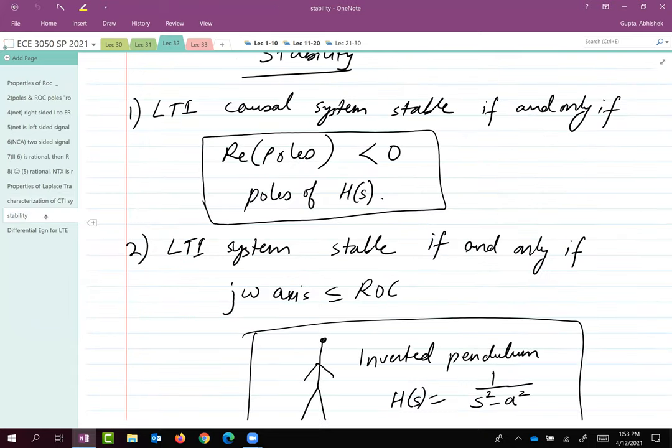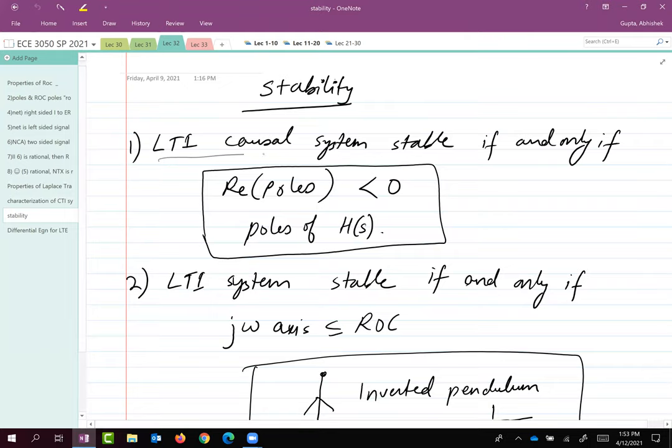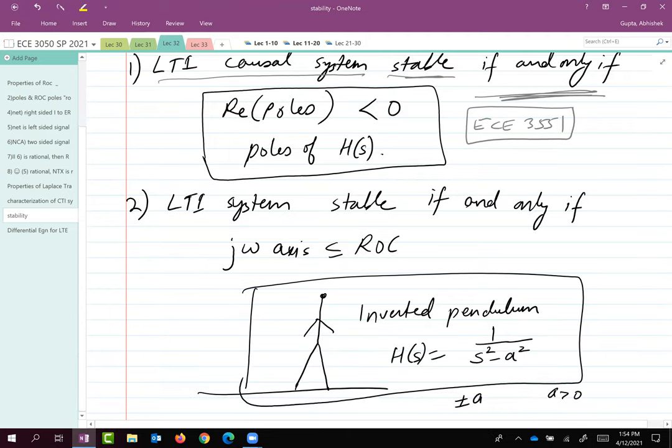Then we talked about stability. And we said, if an LTI causal system is stable, then the real part of all the poles has to be strictly less than zero. These are the poles of the transfer function H(s). This is for an LTI causal system, and it is an if and only if condition, which means that if the real part of the poles is less than zero, then the LTI causal system is stable. On the other hand, if an LTI causal system is stable, then the real part of the poles is strictly less than zero. This is covered in much greater detail in ECE 3551, which I'm not sure how many of you will be taking next semester.